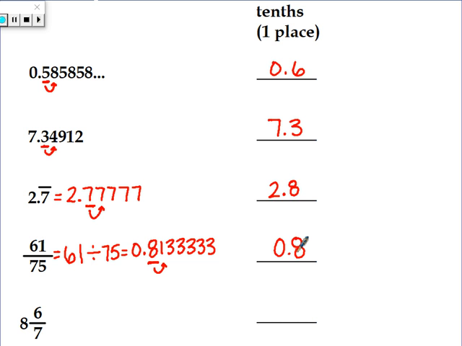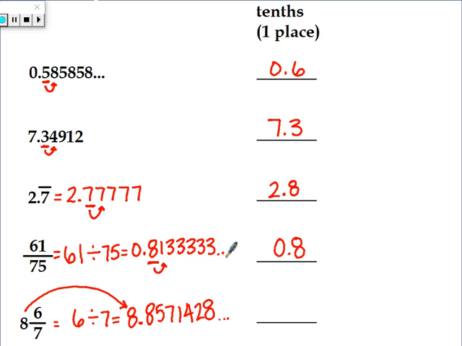Now this last one is a mixed number. It has a whole number and a fraction. So I'm going to keep the 8 out front, but I still need to take 6 divided by 7. Remember, keep the 8 out front. So the 8 stays out front, and then I'm going to put the decimal after when I take 6 divided by 7. So I get 8.571428, and so forth.